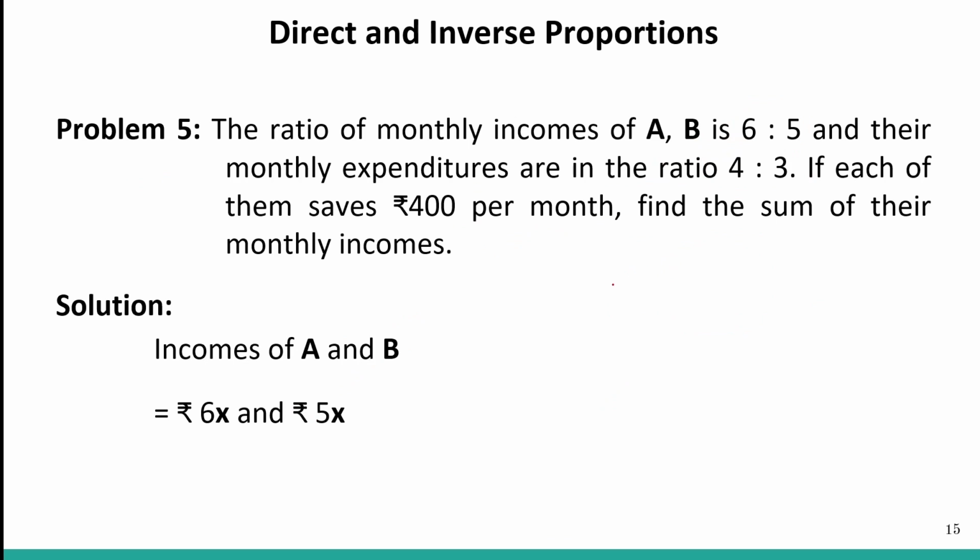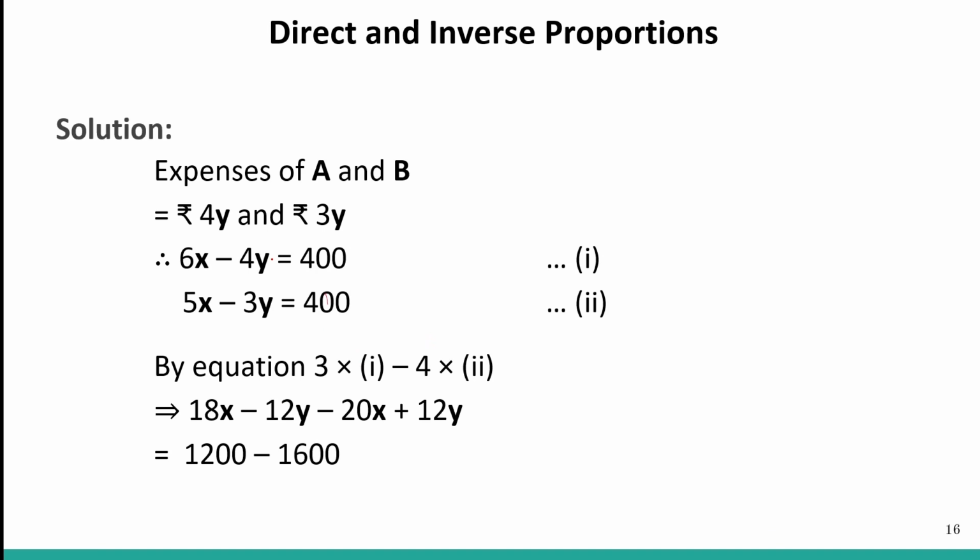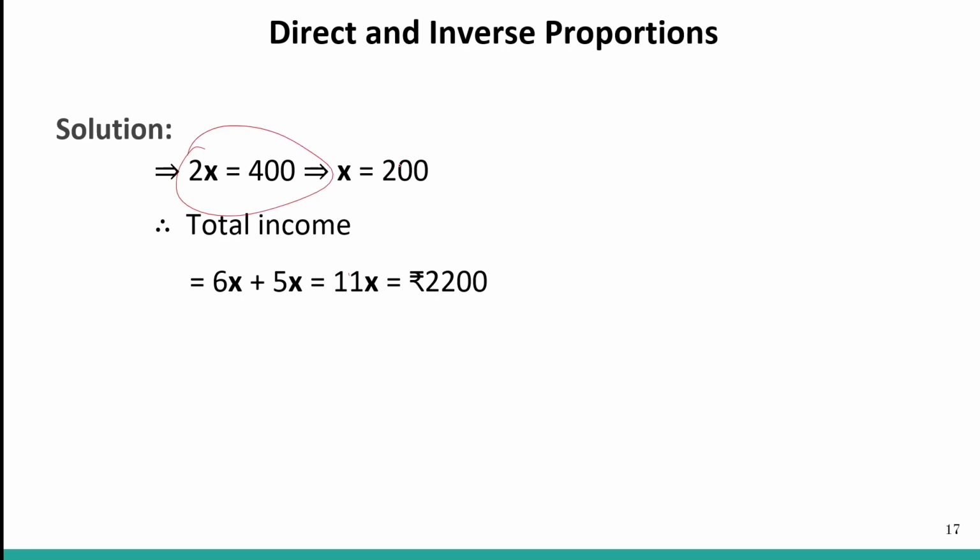Let the income of A and B be 6x and 5x respectively. So the expenses of A and B will be 4y and 3y. So 6x minus 4y is equal to 400 and 5x minus 3y is equal to 400. This is what is given to us. So by equation 3 into first minus 4 into second, 18x minus 12y minus 20x plus 12y is equal to 1200 minus 1600. So 2x is equal to 400, which implies that x is equal to 200. So total income is 6x plus 5x equal to 11x, which is equal to 2200. So this will be the correct answer.